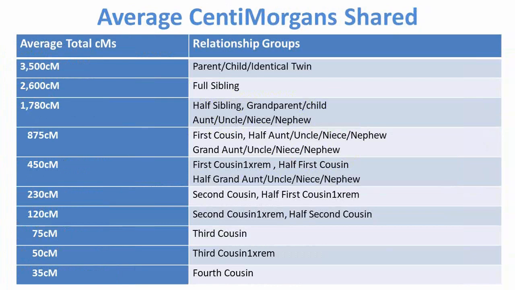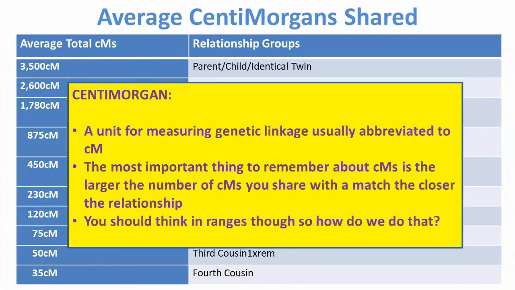The other thing you need to understand when looking at DNA matching is centimorgans. Now, you only need to understand basics about this. You don't need to get into lots and lots of science. A centimorgan is a unit for measuring genetic linkage. It's usually abbreviated to a small c and a large M. And the thing you need to remember about cMs is the larger the number you share with a match, the closer the relationship. That's it.